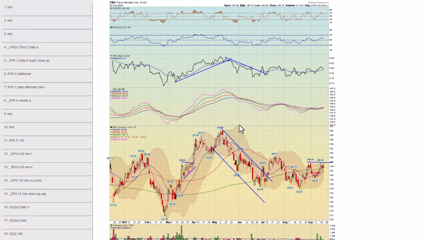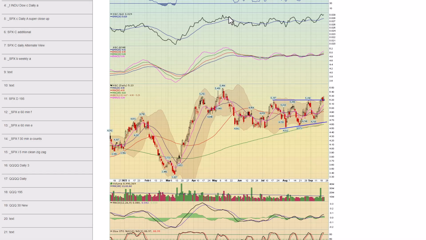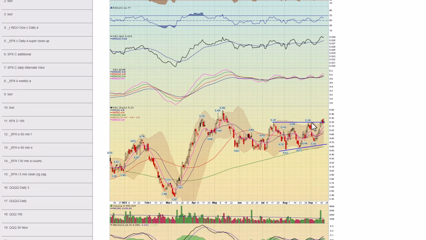Next, chart 70, FNV, that's another very large component of GDX. Now this is your main resistance. Next, chart 71, KGC. This one's held up very well. Kinross Gold, you can see this pattern. It's at the upper portion of the pattern, holding up very well. Good relative strength.